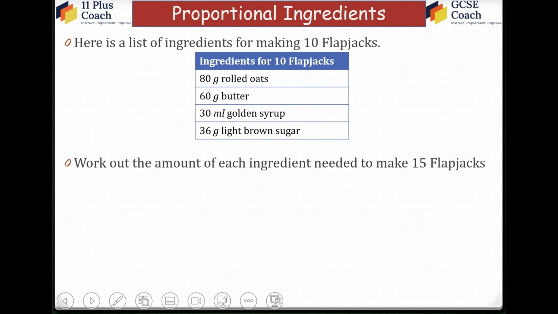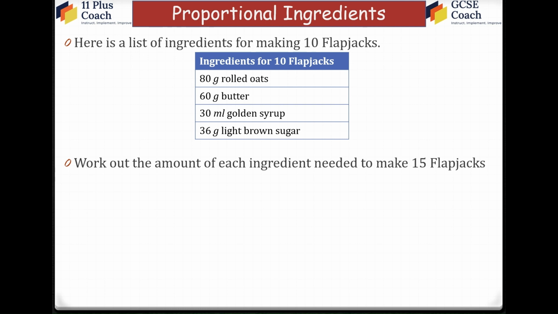Another type of question that you get for proportion is an ingredients question. Now, these are quite common. So here's a question. Here's a list of ingredients for making 10 flapjacks. Work out the amount of each ingredient needed to make 15 flapjacks. So this is a recipe for 10. If you've done any cooking, you will understand how to increase or decrease a recipe depending on the number of people you need the recipe for.